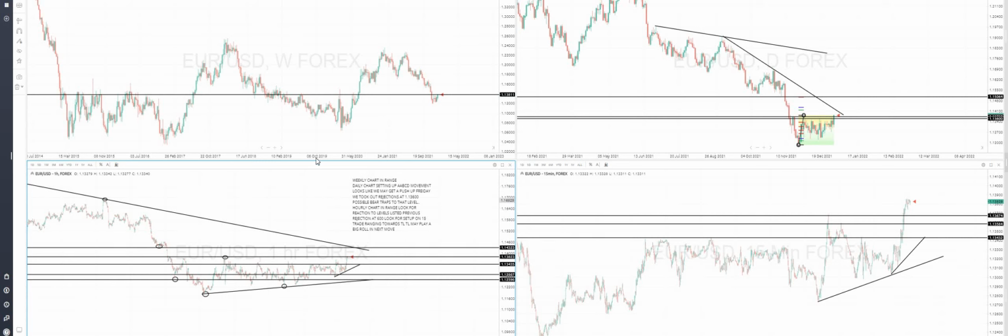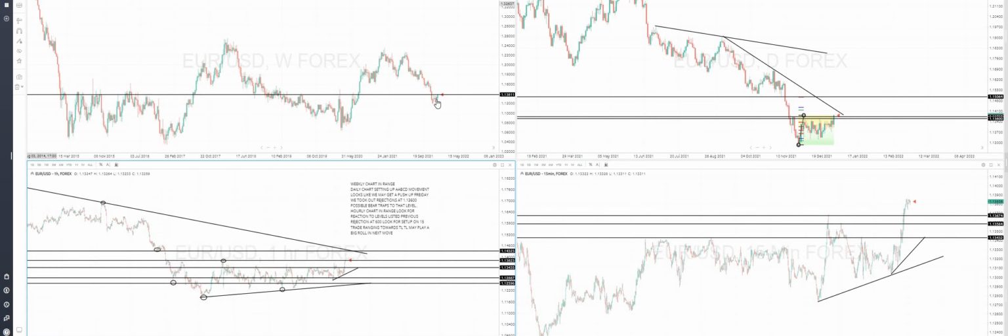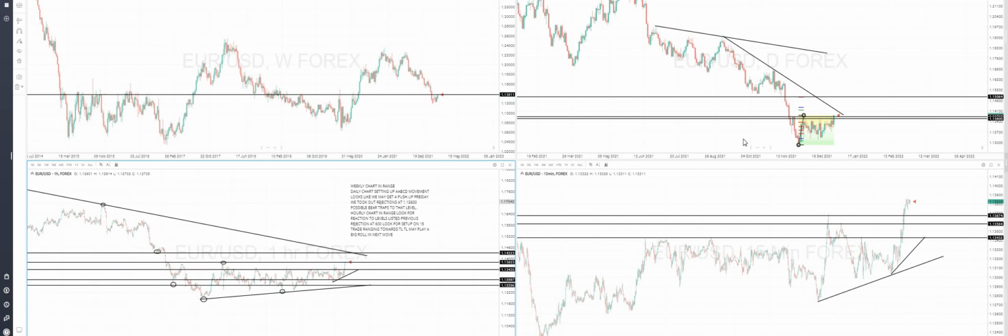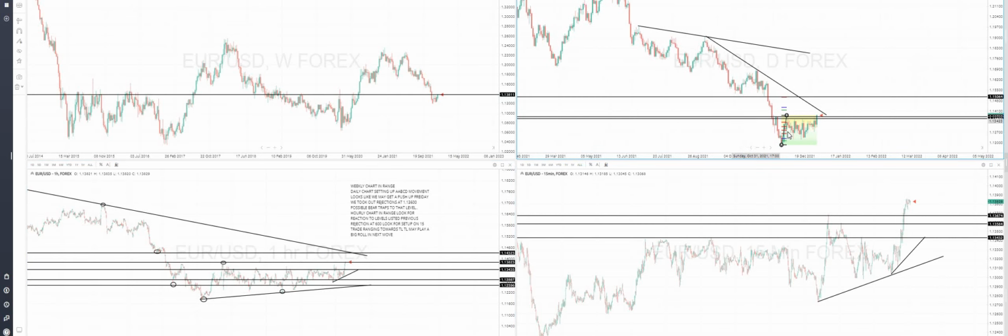EURUSD, a little bit different. Weekly, we're in a range, right? So we're in the range on the week. We're going back and forth, back and forth, back and forth. So you just want to keep in mind that we are in a range on EURUSD. On the daily chart, we got this ABCD-like pattern. So there is a possibility that we might start to see some upside towards that trend line listed.